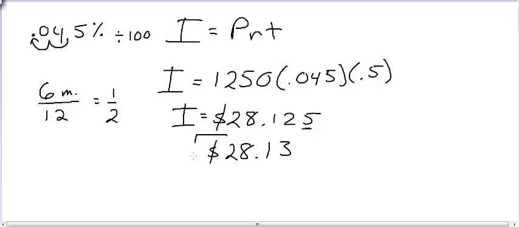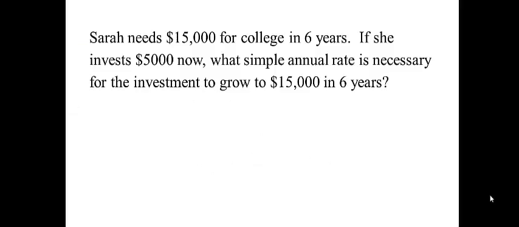So we'll say in this case, after 6 months, $28.13 is earned in simple interest. Let's look at the question.